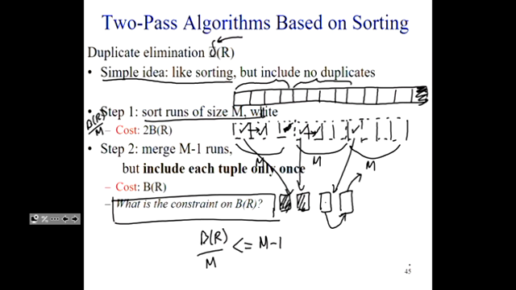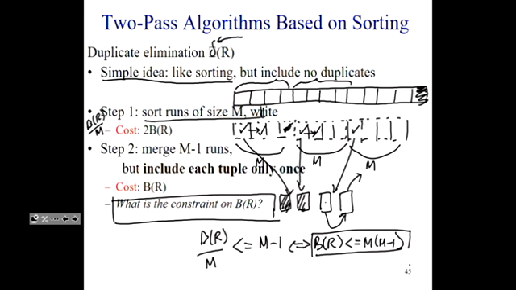Okay, so this is nothing but B(R) is less than or equal to m times (m minus 1). So that's a constraint of B(R) on m. So that's our constraint on memory.